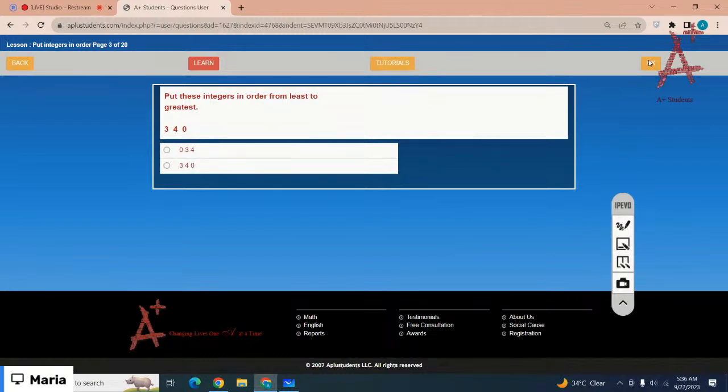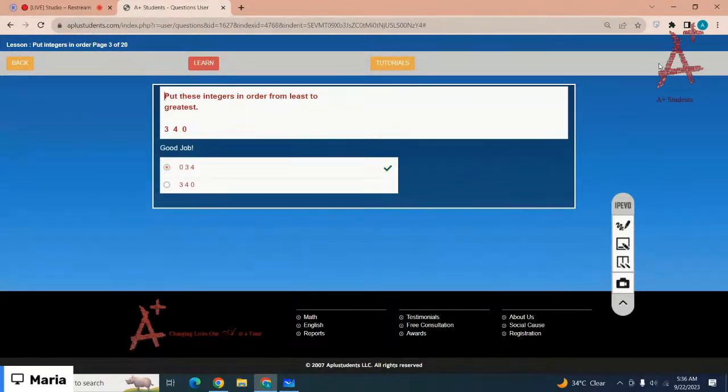Okay, so the correct option is option number, yes, that would be 1, 0, 3 and 4. They all are positive, so they are 0, 3 and 4.